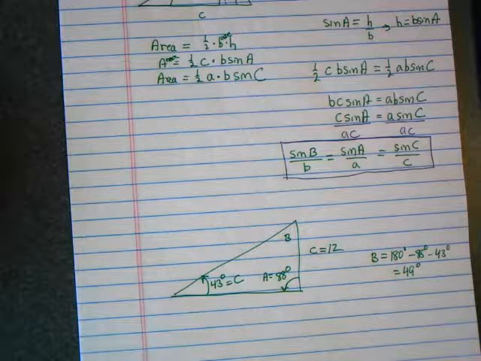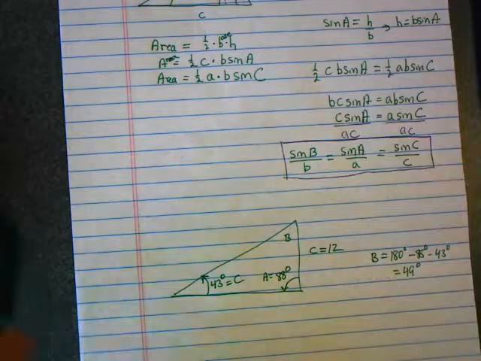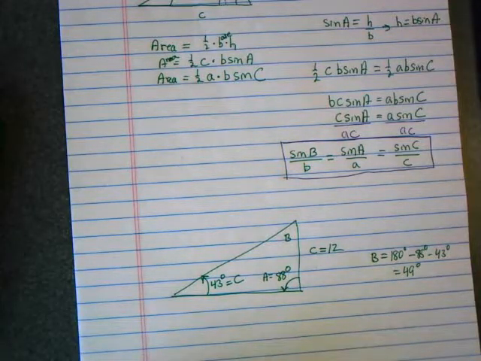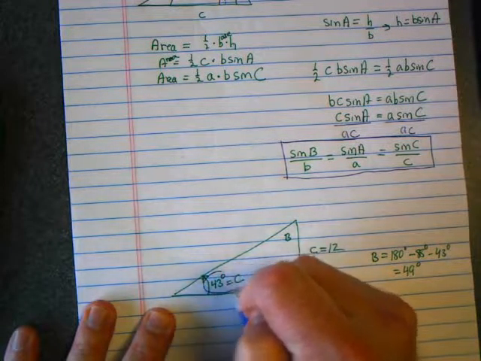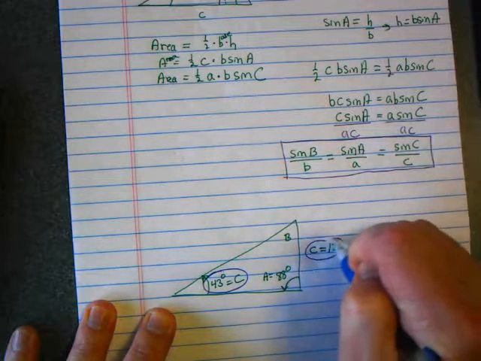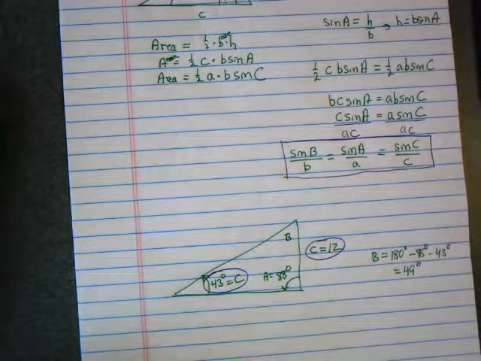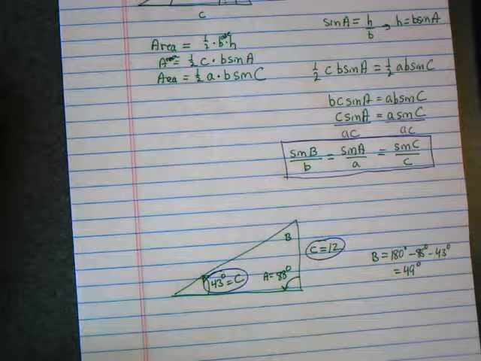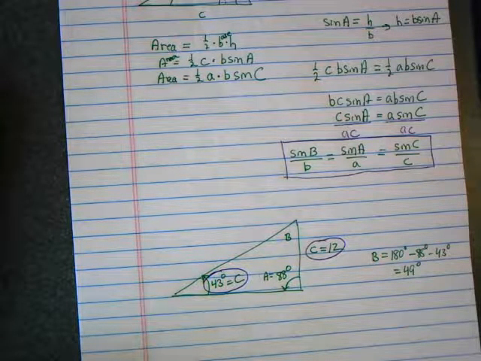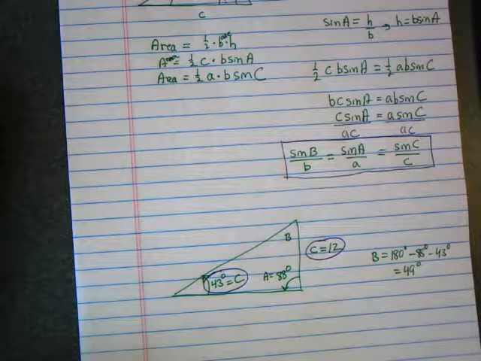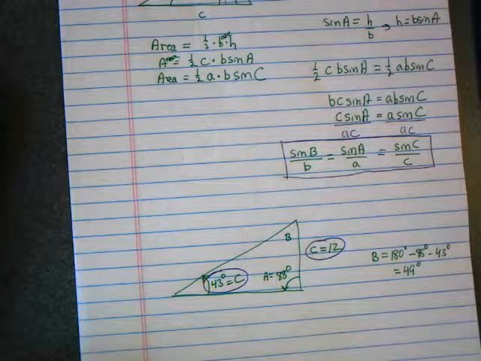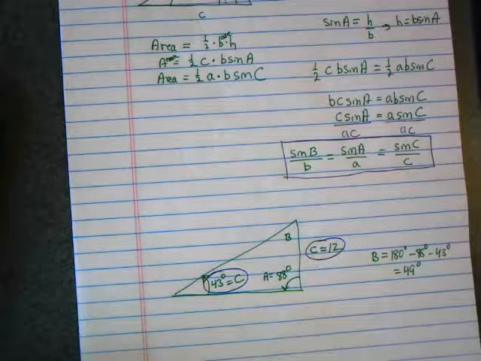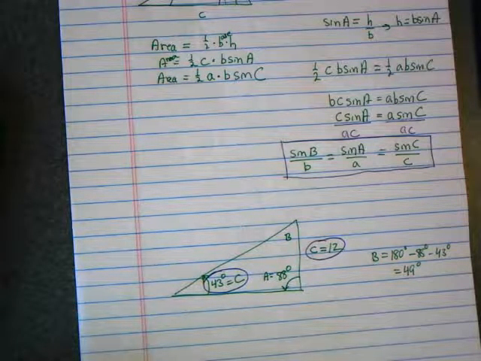All right. Now, the thing to notice is that I have a pair. What I mean by that is I have a big C and a little c. In order to use the law of sines, you always have to have a pair like that. You've got to have a big C and a little c, or a big A and a little a, or a big B and a little b. Always have to have a pair. How does that help? It allows me to plug it in.